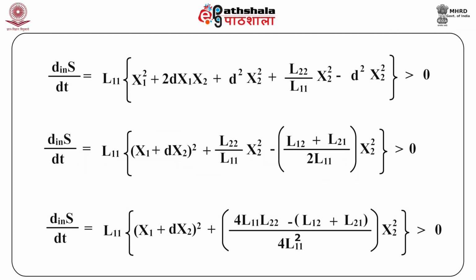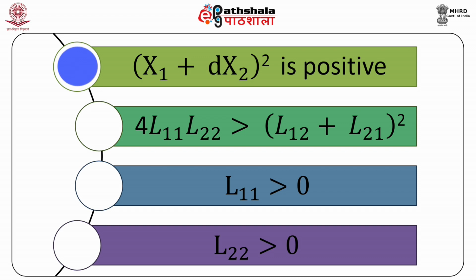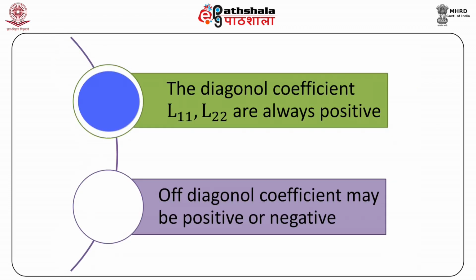In this equation, the term (x1 + d x2)² will always be positive. Now for the term to be greater than 0, 4 L11 L22 should be greater than the square of the sum L12 plus L21. Therefore, L11 is greater than 0 and L22 is greater than 0. Thus, the diagonal coefficients L11, L22 are always positive, whereas the off-diagonal coefficients may be positive or negative, their exact value being dependent on the equation.